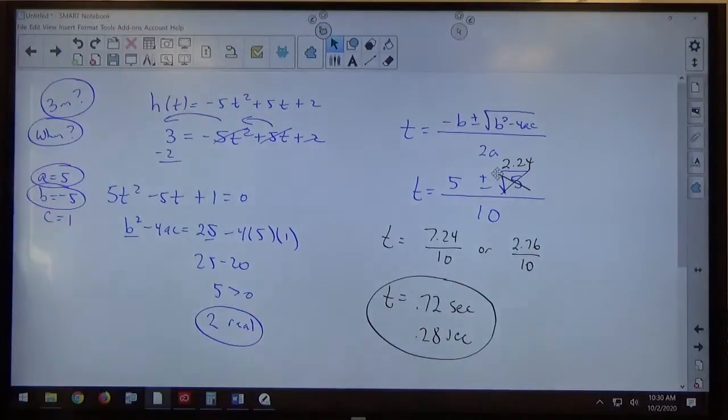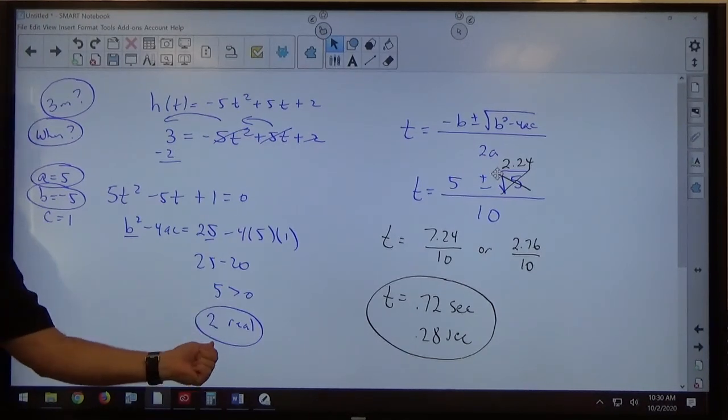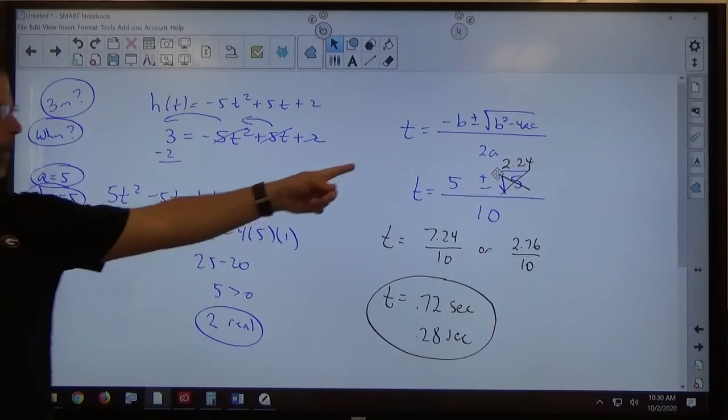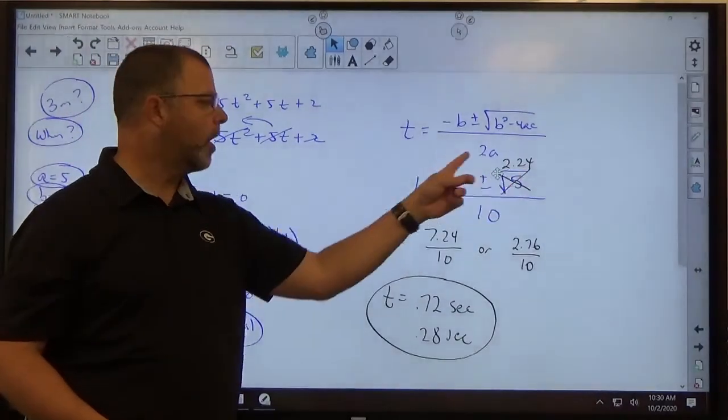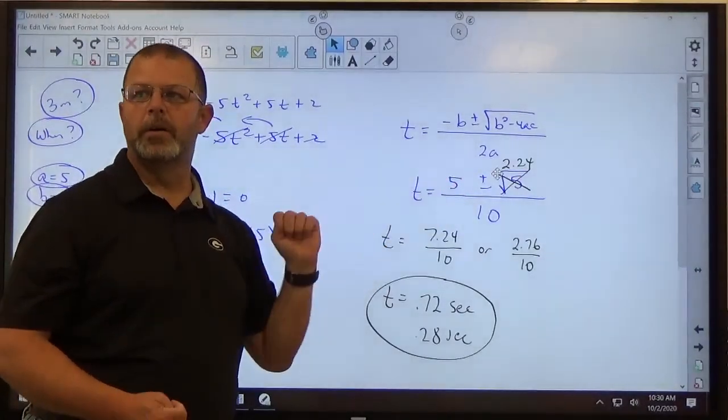And that's how you'd find the actual times in which it happens, okay? Again, you didn't ask for that, but if they do, that's how you would do it. So once you figured out that there's answers that work, you've already got the b squared minus 4ac part figured out. Minus b and 2a go there, and then just evaluate.